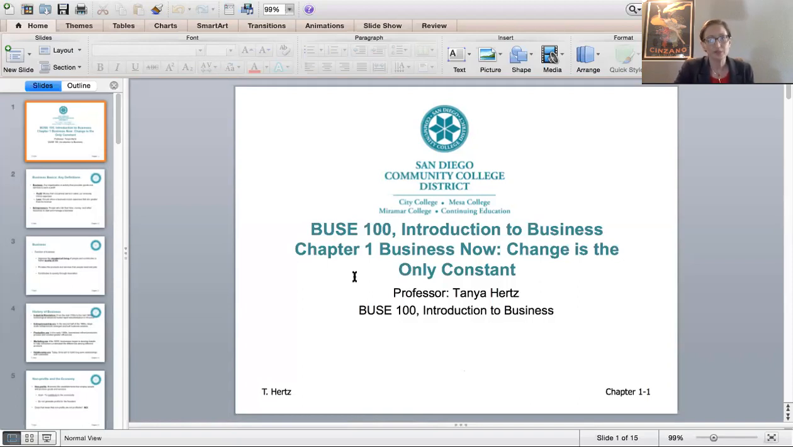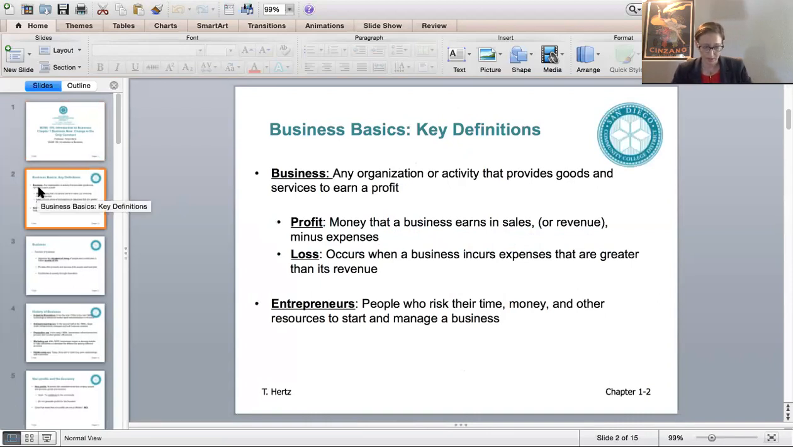So Chapter 1 is an introductory chapter, just like many chapters or most chapters in all of your textbooks. And we're going to be talking about some of the basics of business. So a business is any organization or activity that provides a good or services to earn a profit. A good is a tangible item, something that we can touch. Services are intangible. Businesses earn profits, or sales revenue minus expenses. A loss occurs when a business incurs expenses that are greater than its revenue.